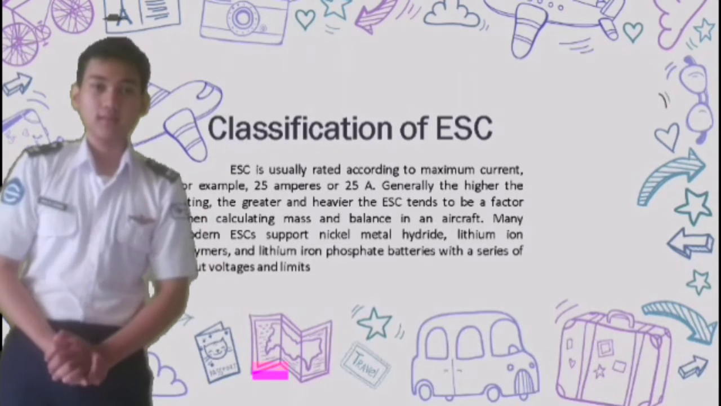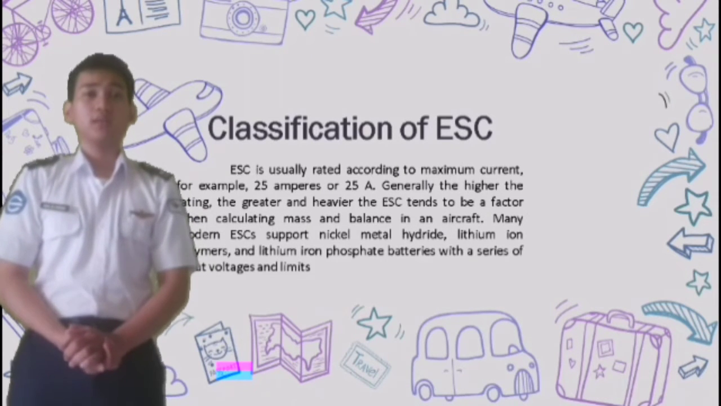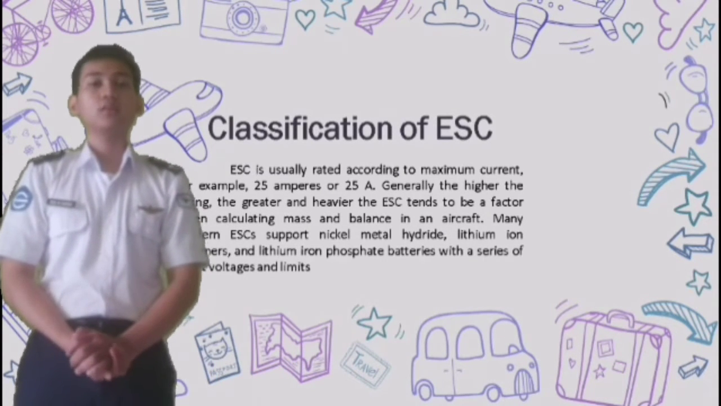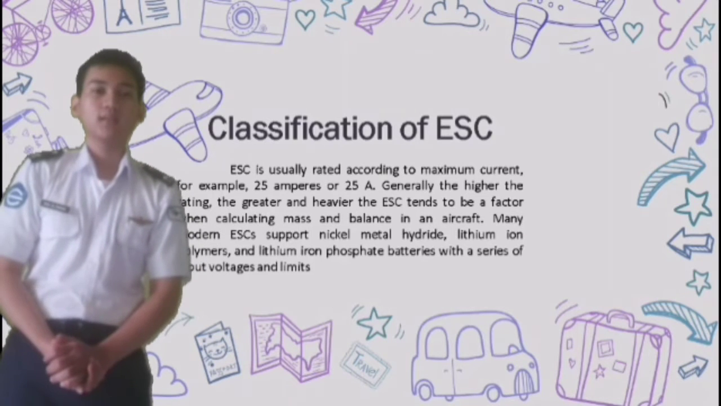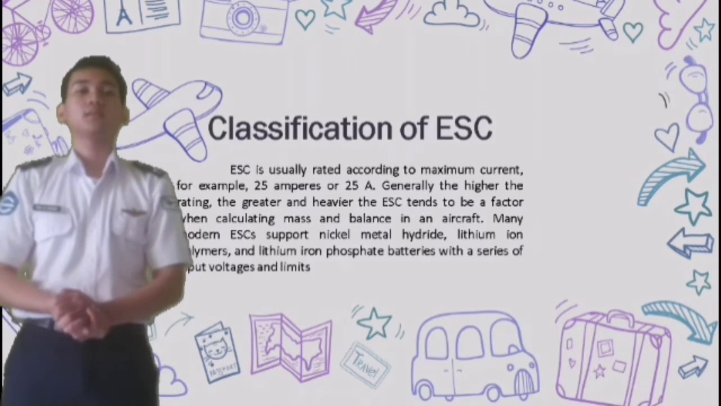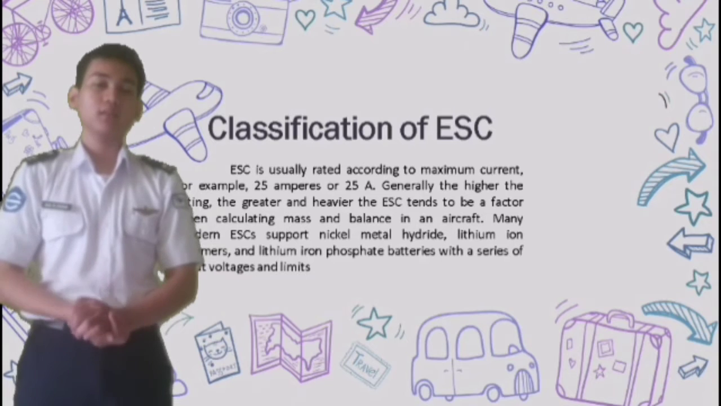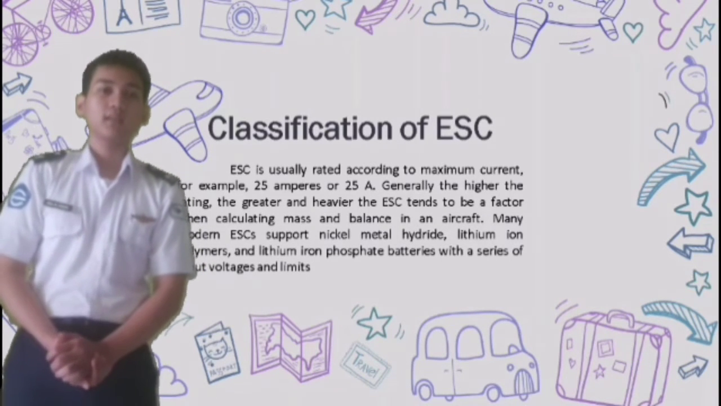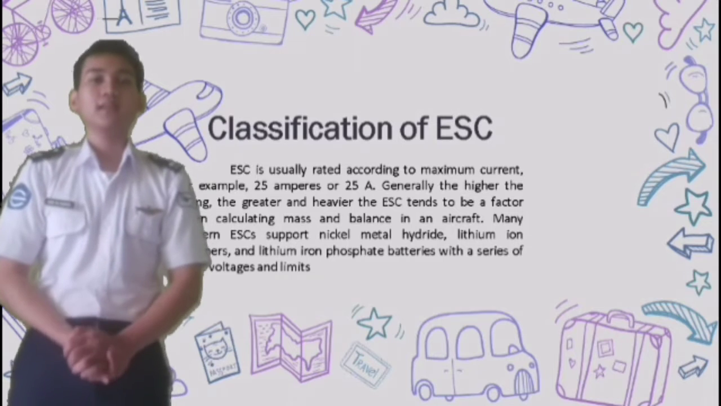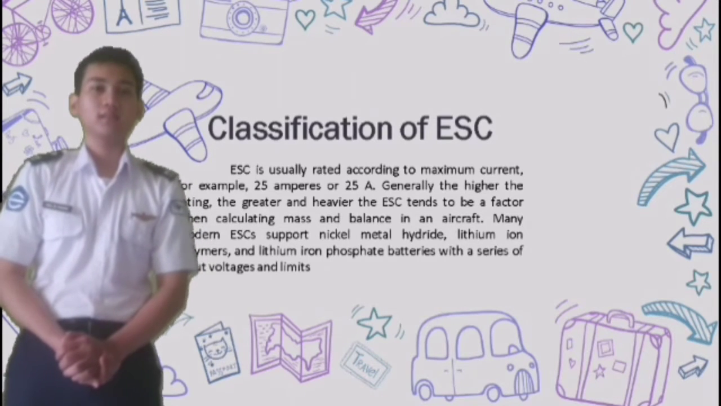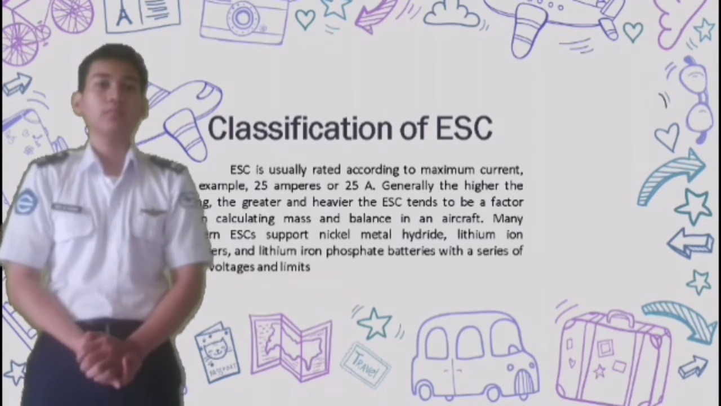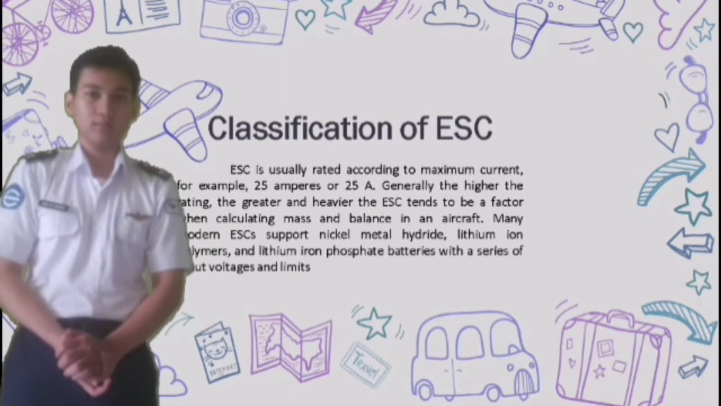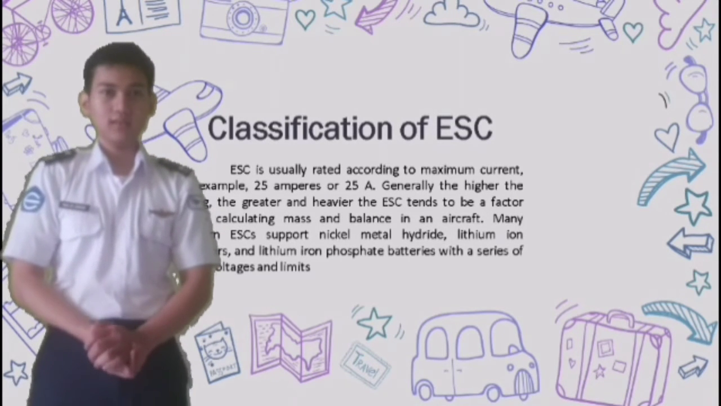For the next is about classification of ESC. ESC is usually rated according to the maximum current. For example, 25 amperes or 25A. Generally, the higher the rating, the greater and heavier the ESC tends to be, a factor when calculating mass and balance in an aircraft.